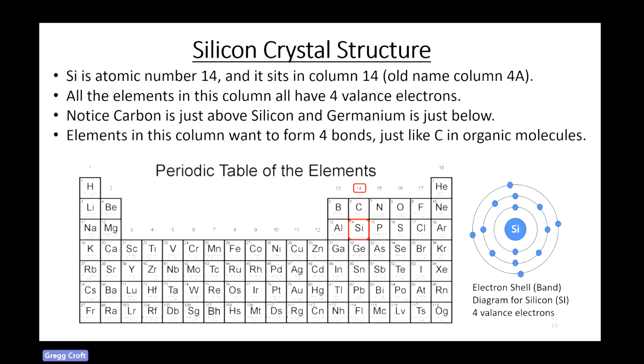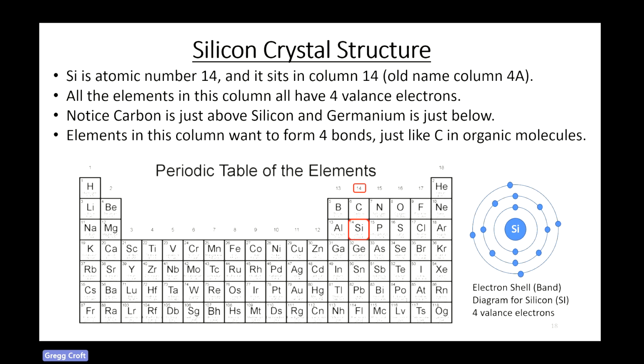So let's look at the atomic structure and the crystal structure of silicon. Silicon is atomic number 14. Again, that means it has 14 protons and 14 electrons. And it sits right here in column 14 of the periodic table. It used to be called column 4A in the old days. All the elements in that column have 4 valence electrons. You might notice carbon is right above silicon and germanium is right below silicon.